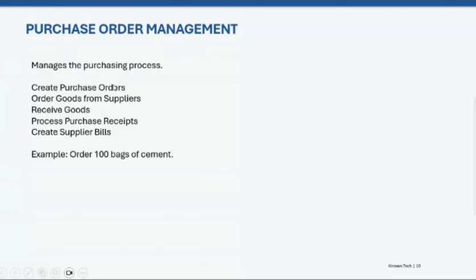So this is where you create a purchase order. You order goods from the supplier. You receive the goods. You process the purchase receipt. You create the supplier's bill. So a clear example of this is when you order 100 bags of cement, maybe from the supplier. You create a purchase order.